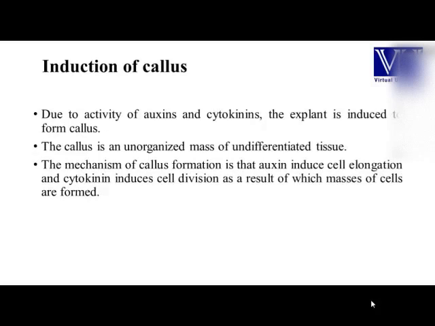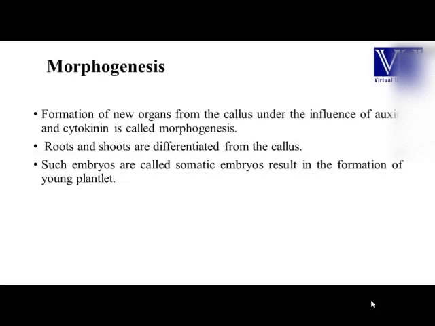Now we will discuss induction of callus. Due to the activity of auxins and cytokinins, both of which are growth regulators, the explant is induced to form callus. As we know, the callus is an unorganized mass of undifferentiated tissue. The mechanism of callus formation is that auxin induces cell elongation and cytokinin induces cell division, as a result of which a mass of cells is formed.